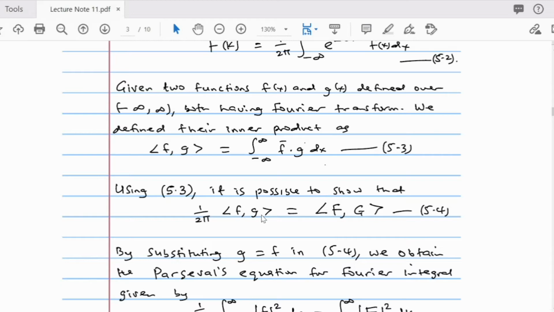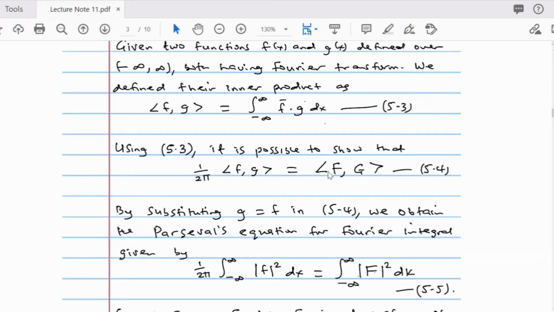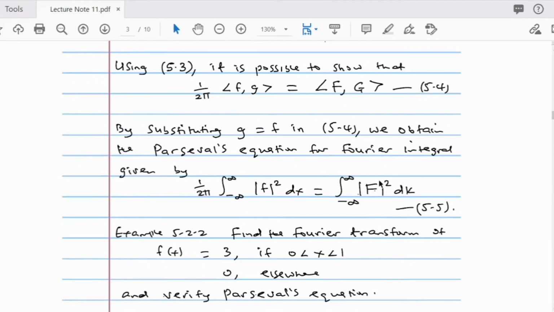In your 5.4, if you replace your g with f, this becomes the inner product of f and f, and this becomes the inner product of the Fourier transform of f with the Fourier transform of f. So we are going to get 5.5. 5.5 is what I call the Parseval identity for the Fourier integral. So 5.5 is very important. It's what I call Parseval's identity or Parseval equation for the Fourier integral. So I can give you a function and ask you to find the Fourier transform, then I can ask you to verify the Parseval identity.